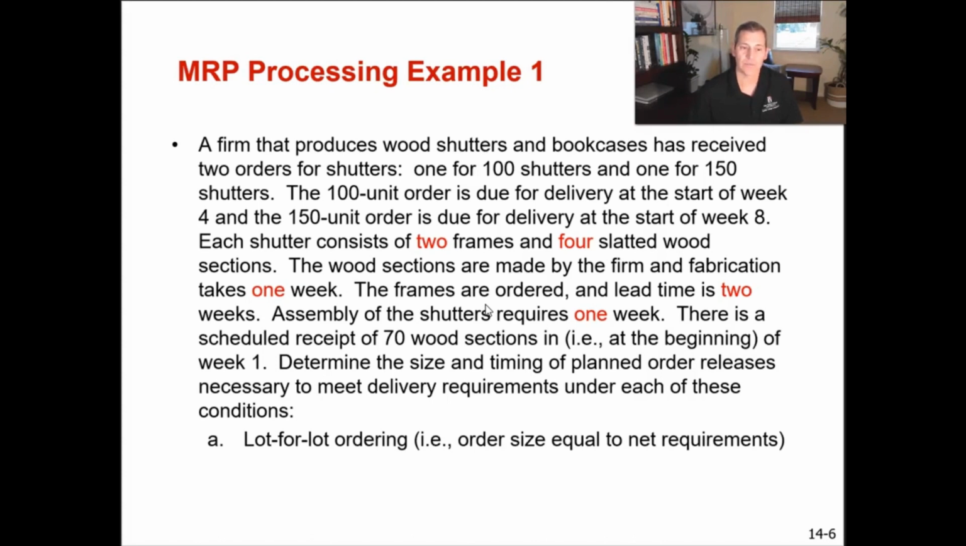Each shutter consists of 2 frames and 4 slatted wood sections. The wood sections are made by the firm, and fabrication takes 1 week. The frames are ordered, and lead time is 2 weeks. Assembly of the shutters requires 1 week. There's a scheduled receipt of 70 wood sections, meaning at the beginning of week 1. Determine the size and timing of planned order releases necessary to meet the delivery requirements under each of these conditions.